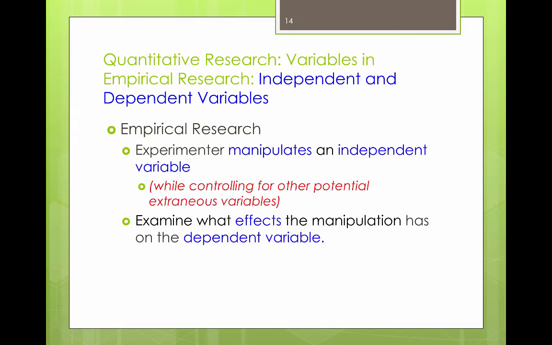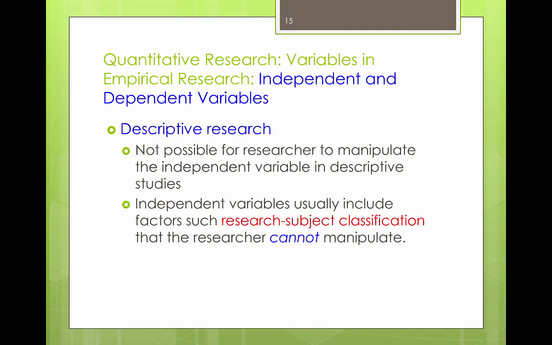With empirical, also known as experimental research, the experimenter manipulates an independent variable while controlling for other potential extraneous variables, and the experimenter then examines the effects of the manipulation on the dependent variable. With descriptive research, which is different from experimental research, we'll talk more about it in a few more slides, it's not possible for the researcher to manipulate the independent variable. And the independent variable is more of an attribute, a classification, and it is not manipulated.